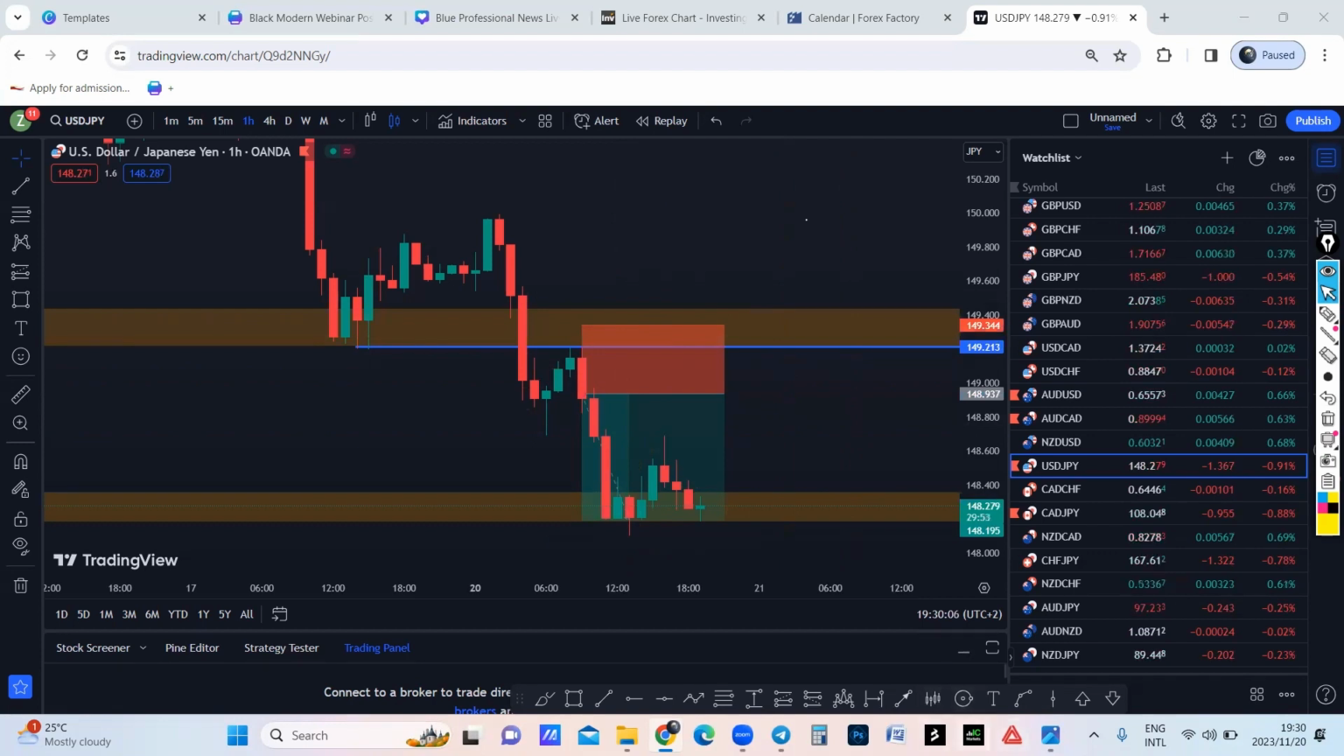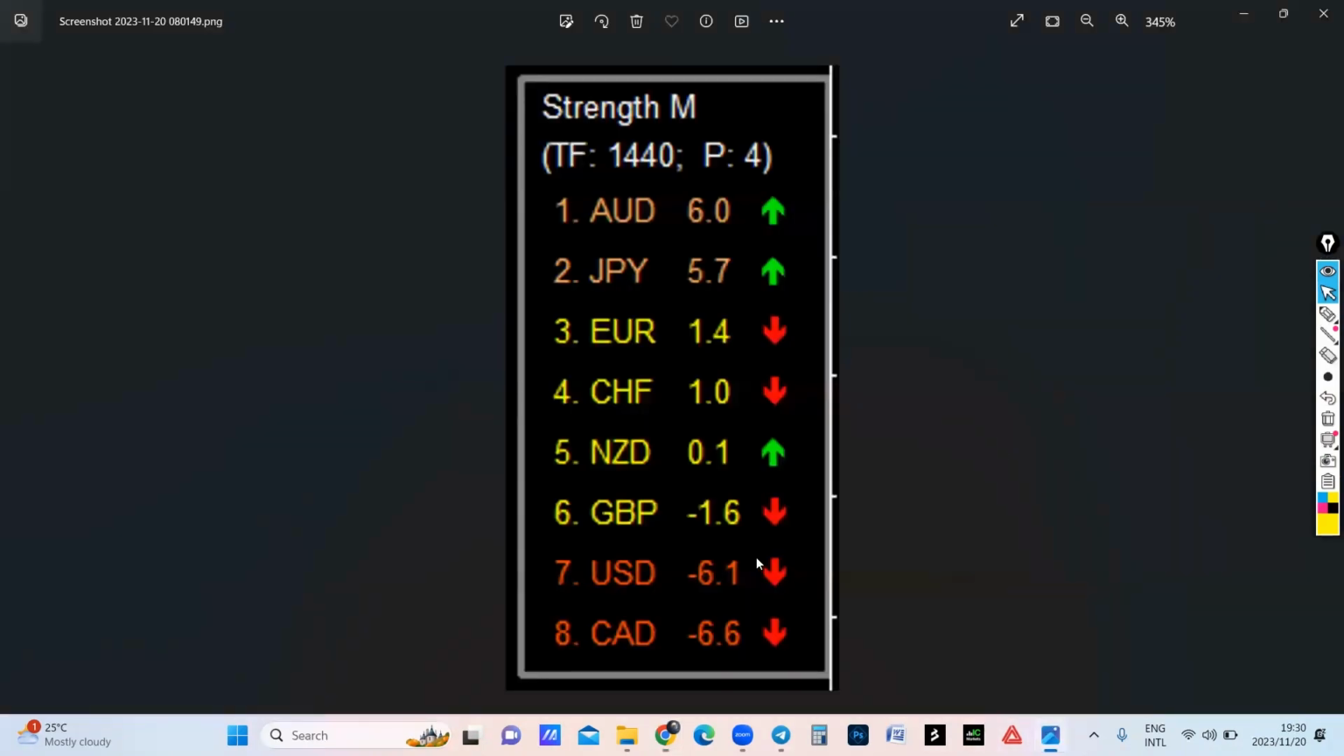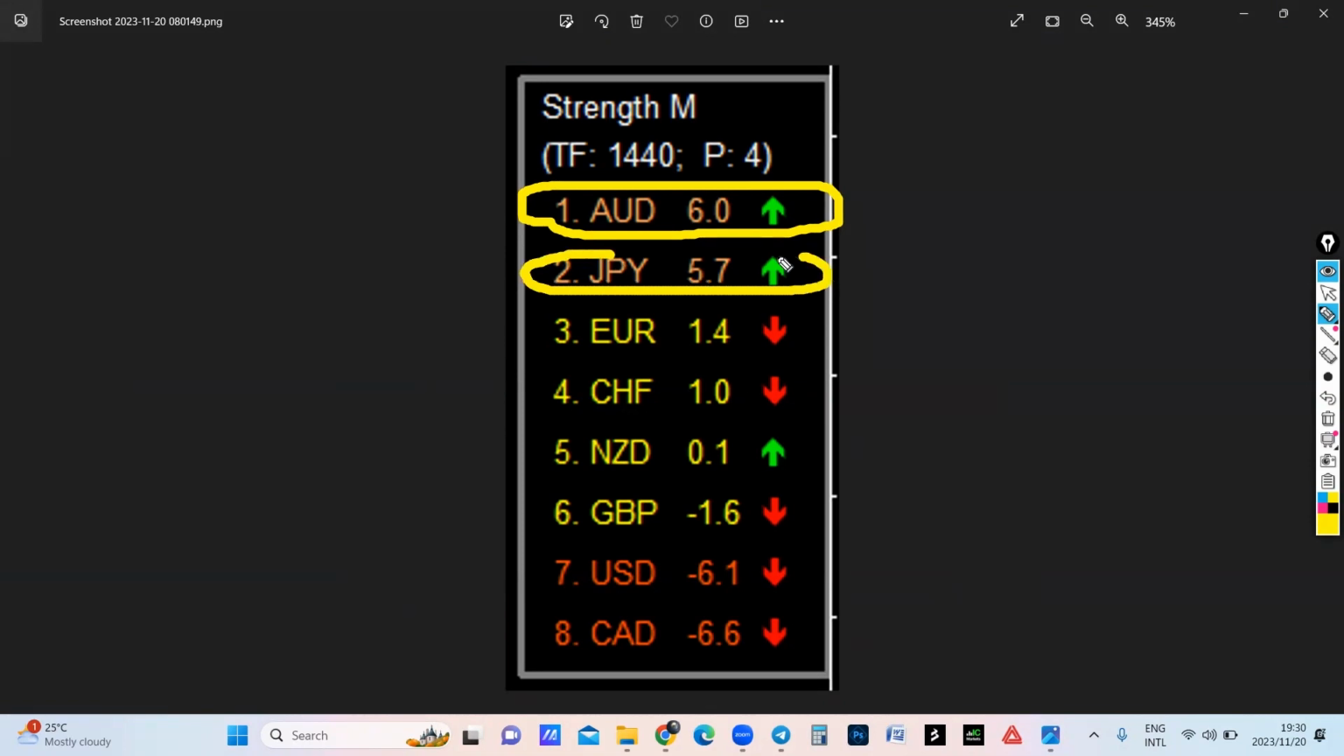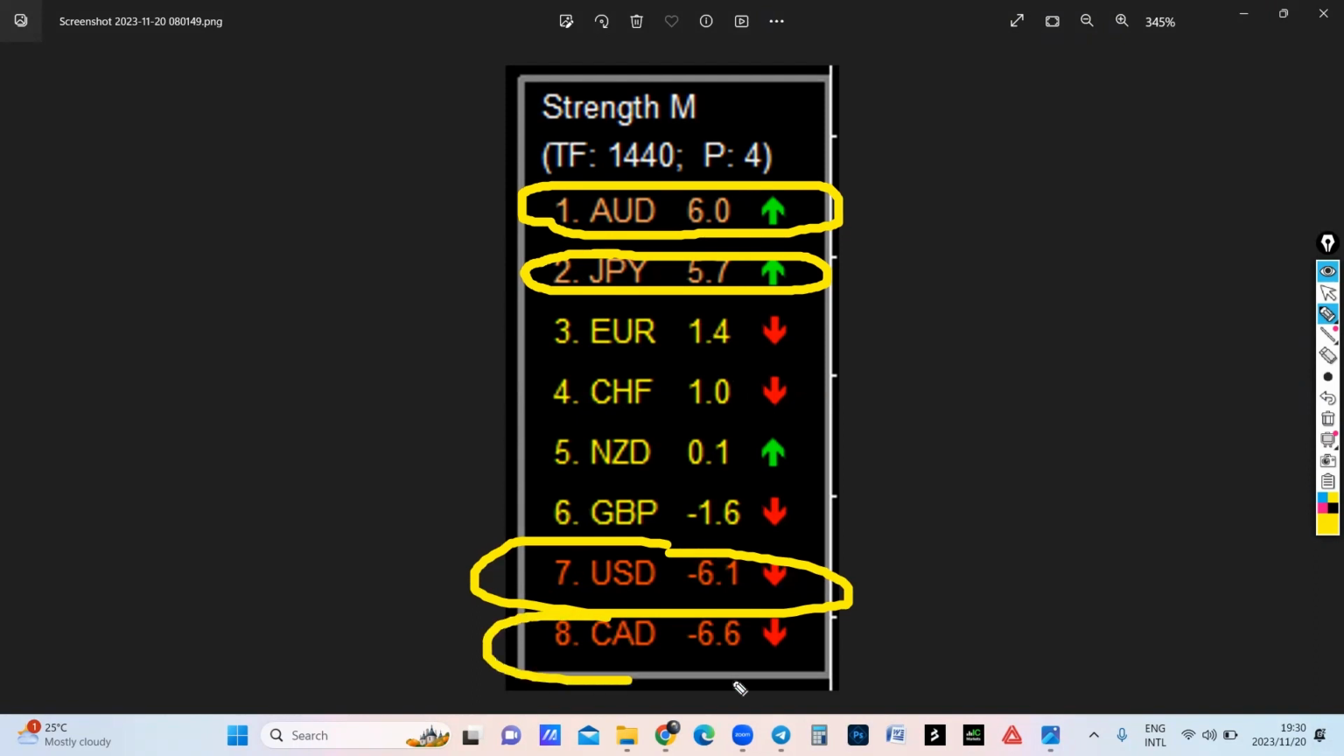Okay, so I was looking at these numbers today. I was looking for a buy on AUD pairs. I was also looking for a buy on JPY, meaning that I'll be selling something like US dollar versus JPY. And also, I was looking for a sell on Canadian dollar versus JPY and Canadian dollar versus AUD.